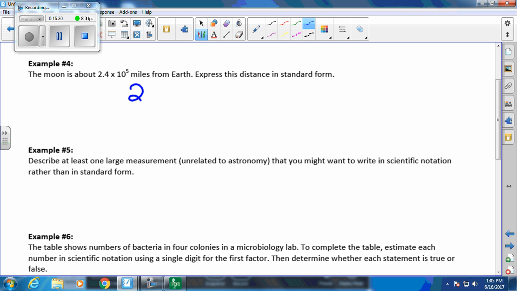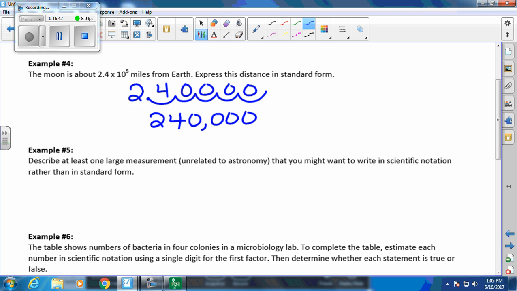So start with a 2 and 4 tenths. Go 1, 2, 3, 4, 5. Fill in the loops with the zeros. It becomes 240,000.